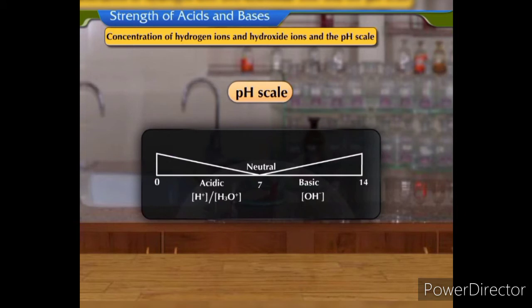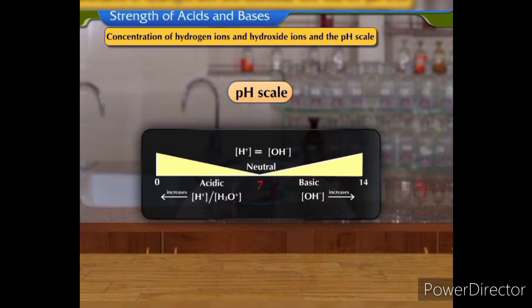As the pH of a solution decreases from 7 to 0, the hydrogen ion or hydronium ion concentration goes on increasing. As the pH of the solution increases from 7 to 14, the hydroxide ion concentration in the solution goes on increasing. If the hydrogen ion concentration is equal to the hydroxide ion concentration, then the pH is 7.0.